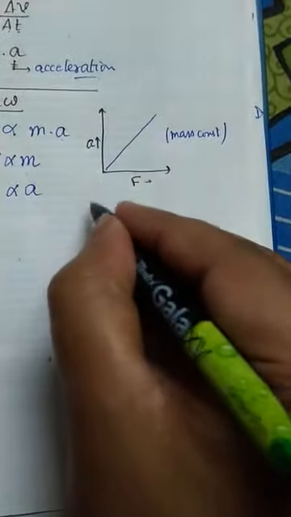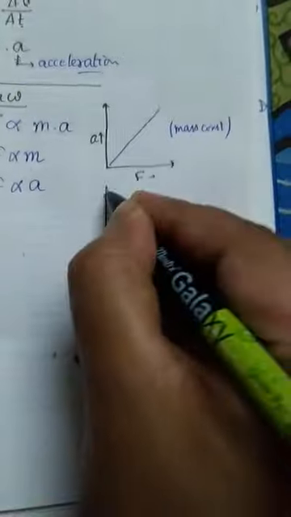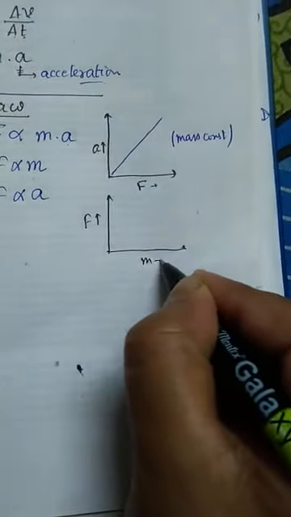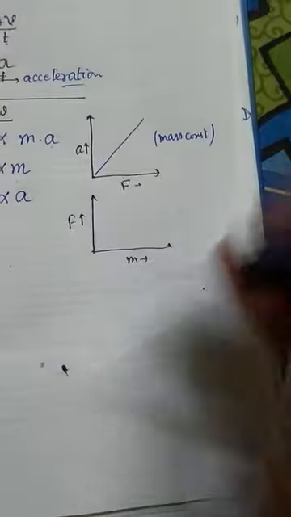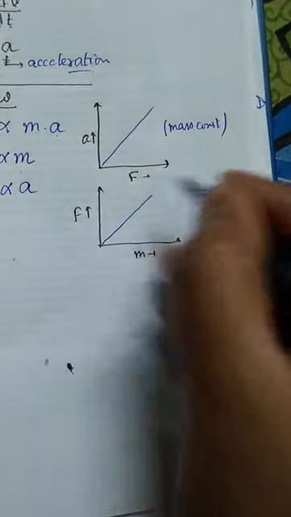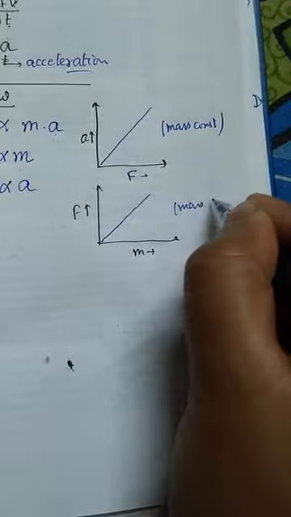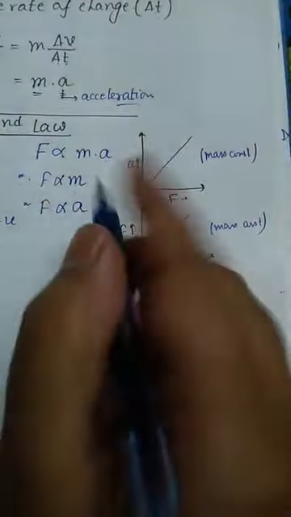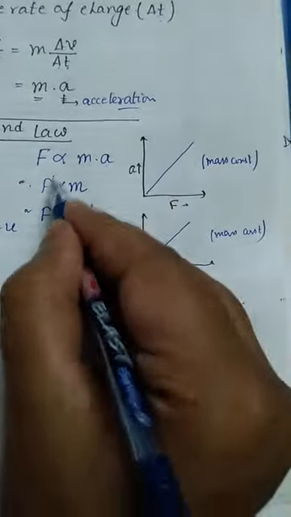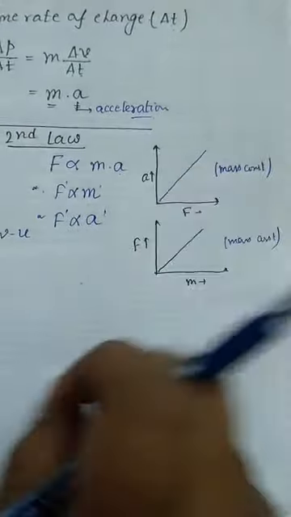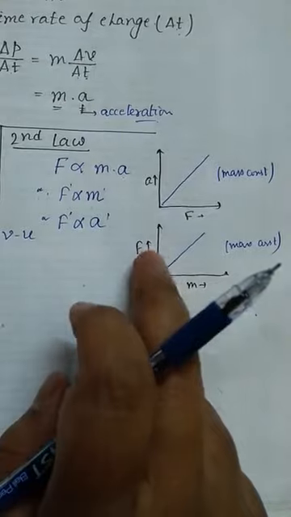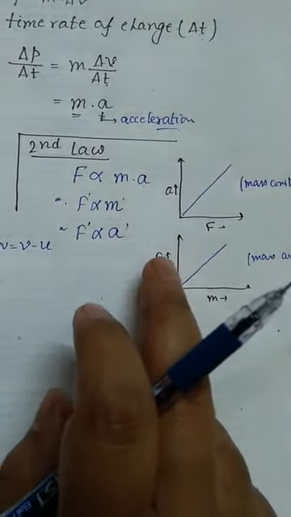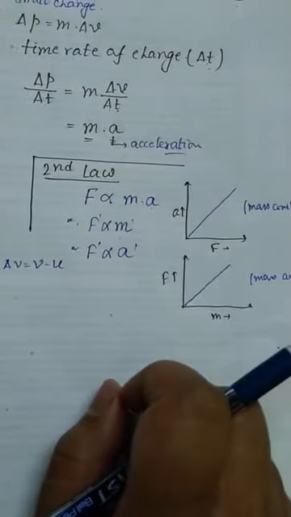So from here we can draw another graph. Suppose force is along this direction and mass is along this direction, and acceleration is constant, then also we shall get this type of graph. This is a linear relation, right? F to the power 1 is proportional to a to the power 1. That is why this graph is like this. Already we have discussed this in one dimensional motion. You can watch the video on how this graph is linear.